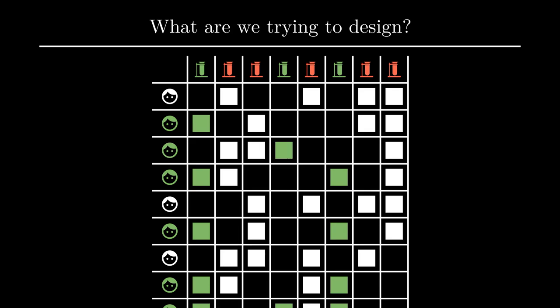Remember that we are working with the assumption that there are at most three positive people. You can pause the video if you want to figure out the property for yourself.